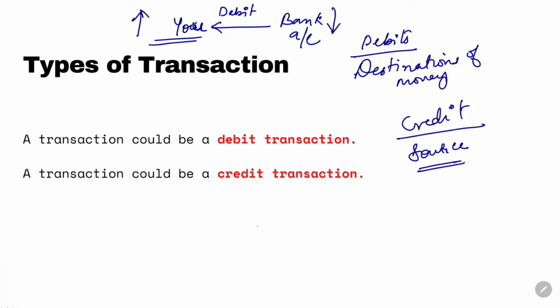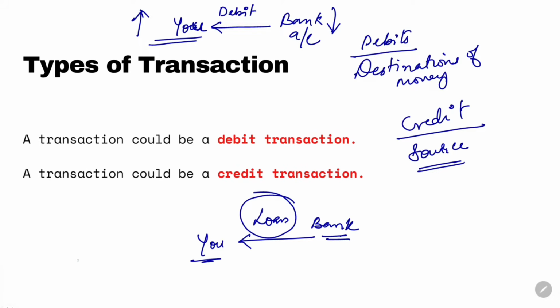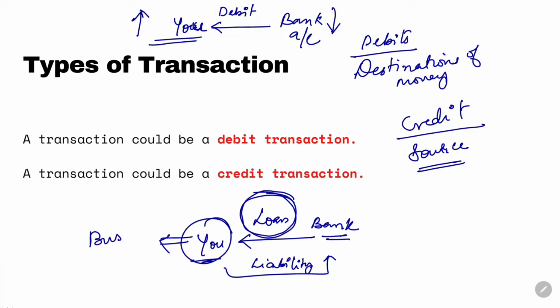Suppose you pull in a loan from a bank. Again, what is involved? Account involved is again bank and you, but this is a loan. Okay, and if it is a loan, that means you are taking the bank's money, and so you are liable to pay the bank. If you are the business, then in this transaction the bank becomes a liability for you.